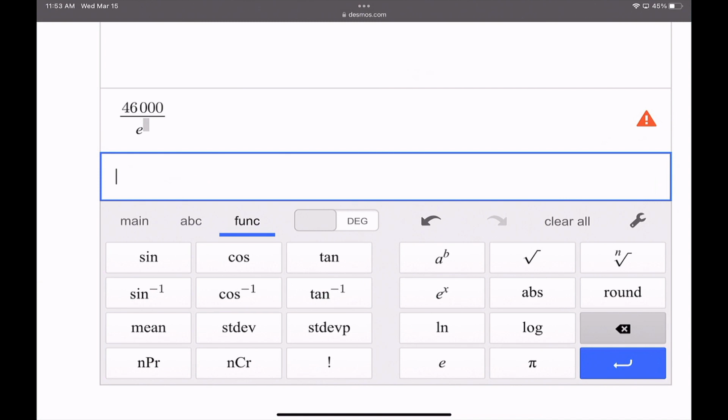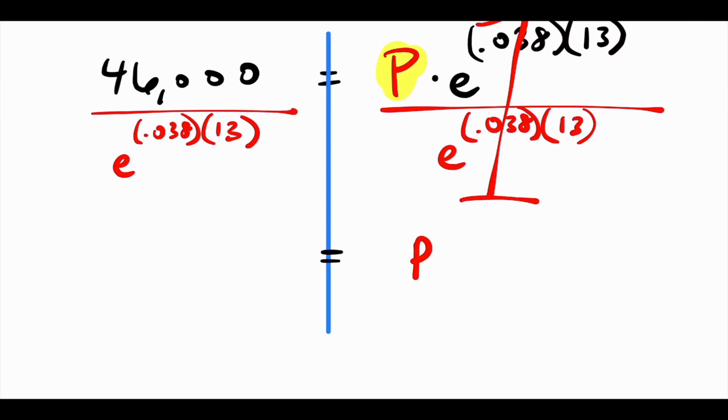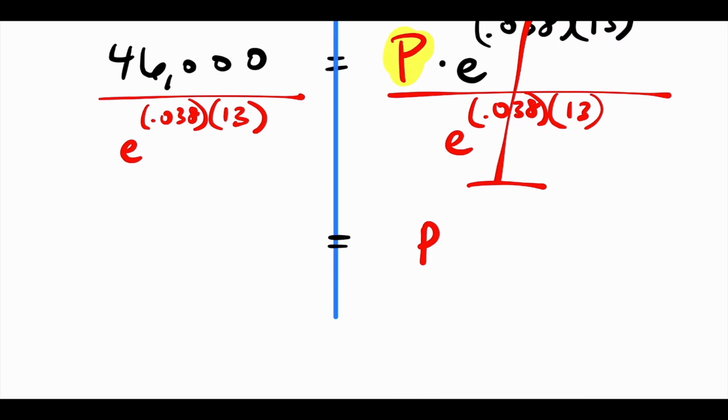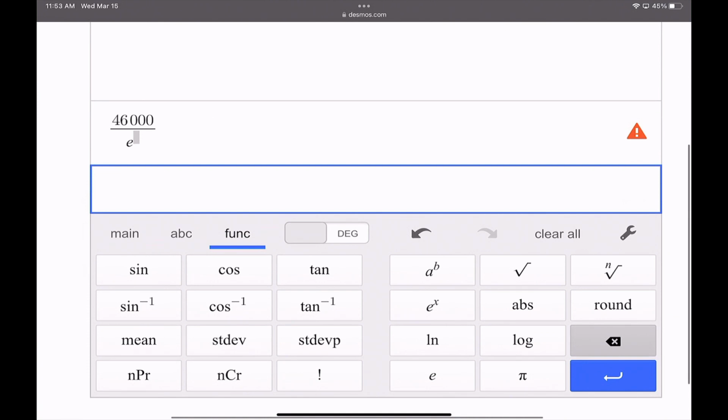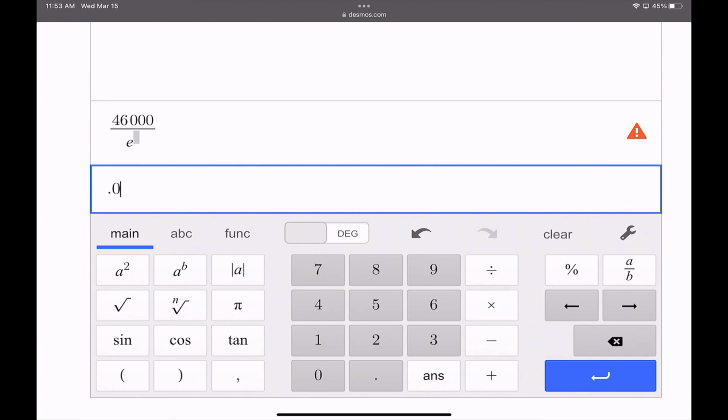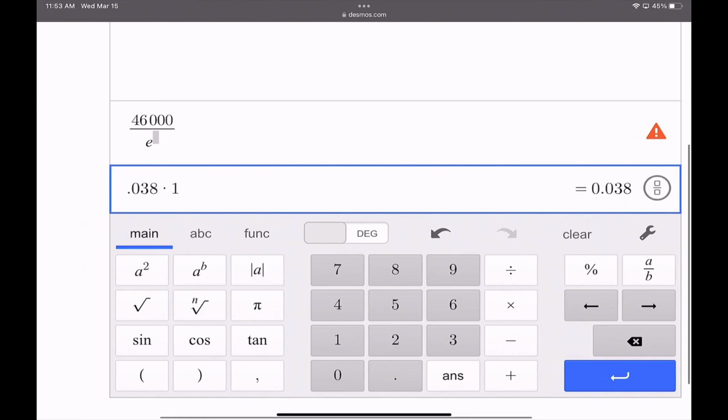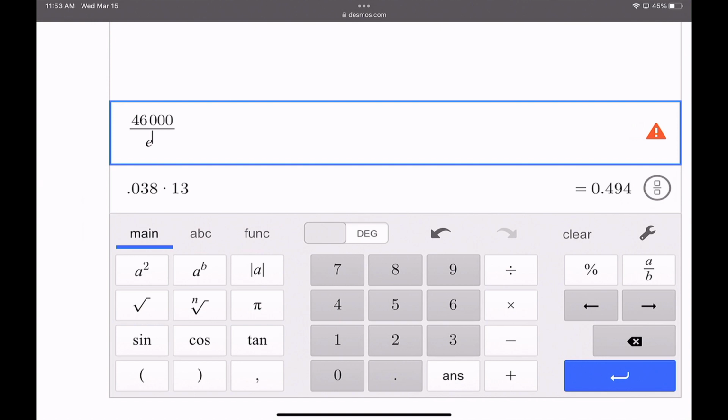I'm not ready to put E in yet. The power is 0.038 times 13. There we go. That's the decimal I want up there. 0.494.